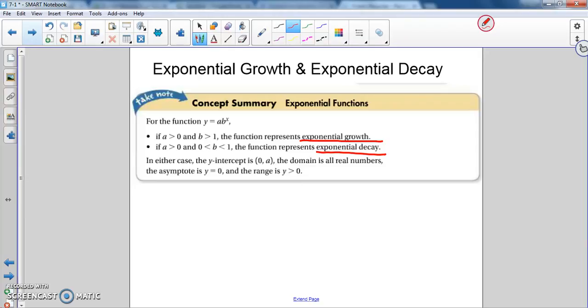Either way, our y-intercept is (0, a). So a would be our constant. The domain is all real numbers. And our asymptote is y equals 0. So that means it's a horizontal line on our x-axis. Our range would be greater than our asymptote, so y is greater than 0. It's not greater than or equal to because we never actually touch our asymptote.